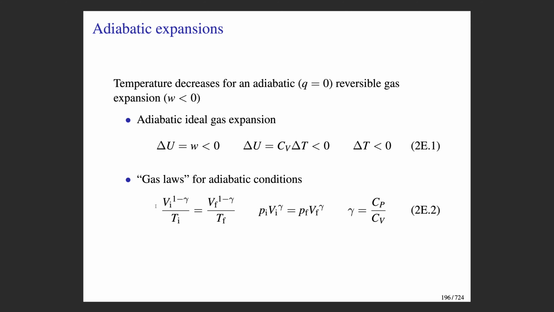So here's one that looks kind of like Charles' law, and then you can easily modify this to make it look like Boyle's law as well. Notice that it's pressure times volume to the gamma power. Same thing for the final state of the gas. And so you often have to use one of these two equations when you're solving problems involving an adiabatic reversible gas expansion.